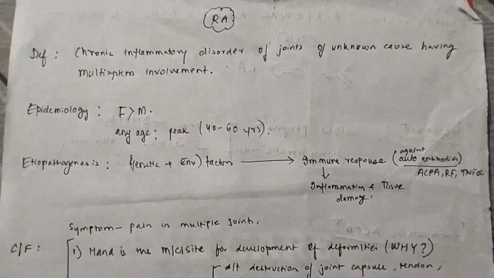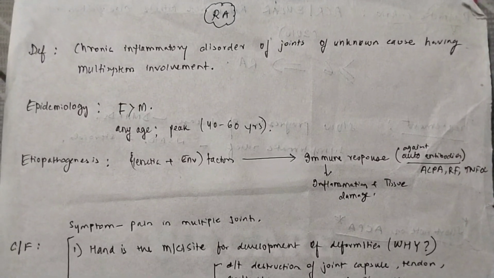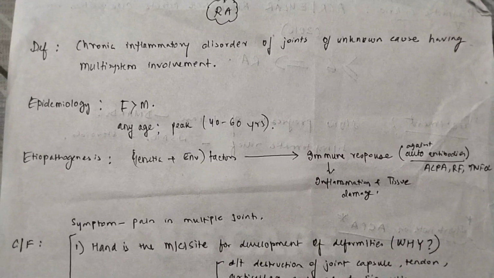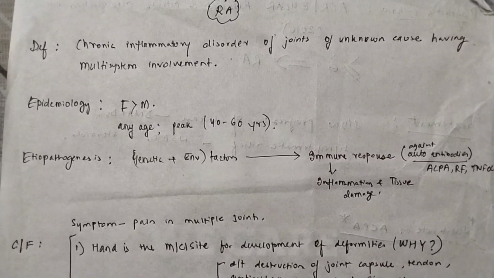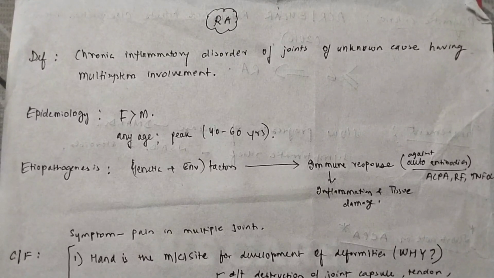In this video, we will study about RA, that is rheumatoid arthritis. So what is rheumatoid arthritis? It is a chronic inflammatory disorder involving the joints of unknown cause and having multi-system involvement. This is the definition. Now, the epidemiology.